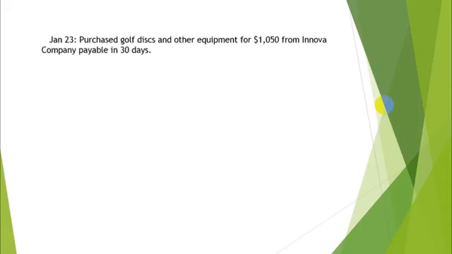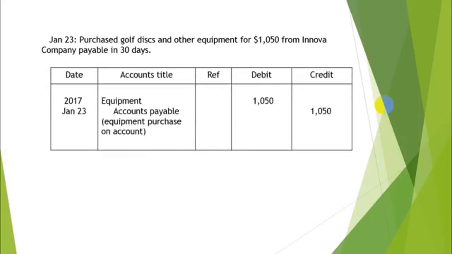First, we see that on January 23rd, they purchased golf discs and other equipment for 1,050 from Innova company, payable in 30 days. Now we see the solution. The account title is equipment, because they purchased some equipment and the price is 1,050, and this goes to the debit balance. Now they have not paid yet, so it's accounts payable. The accounts payable is 1,050 and it's a credit balance.